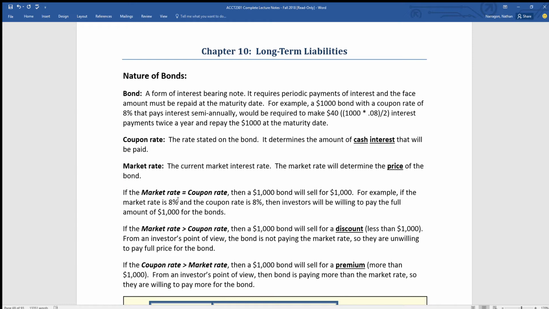Now, if somehow the market rate ends up being greater than the coupon rate, then a $1,000 bond will sell at a discount, basically less than $1,000. It basically means the bond is not paying the market rate, so they're unwilling to pay full price for the bond. They're just going, I like the bond, but I'm not willing to buy it at full price. So kind of like when we buy a product, we like the product, but we think the price is bad, so we'll wait for it to go on clearance or on sale. That's what a discount really is. Again, that's that sales discount that came back in Chapter 4.